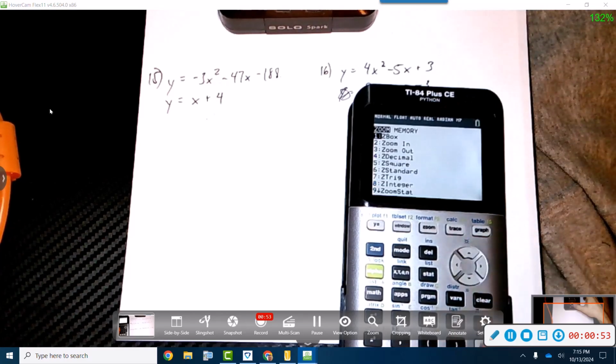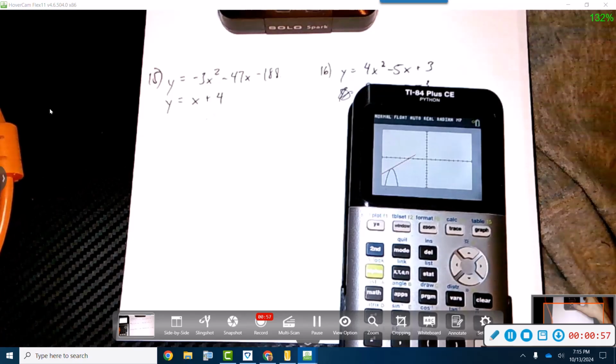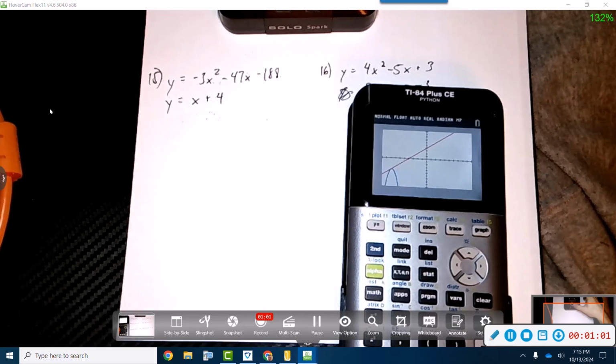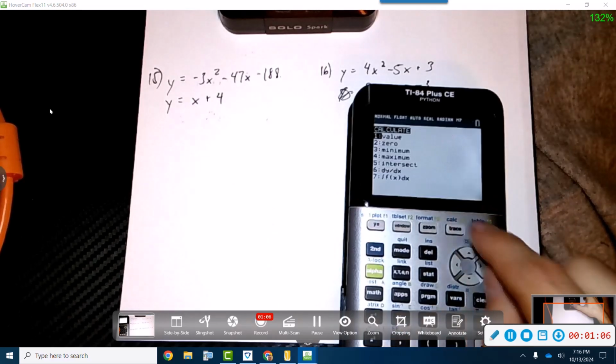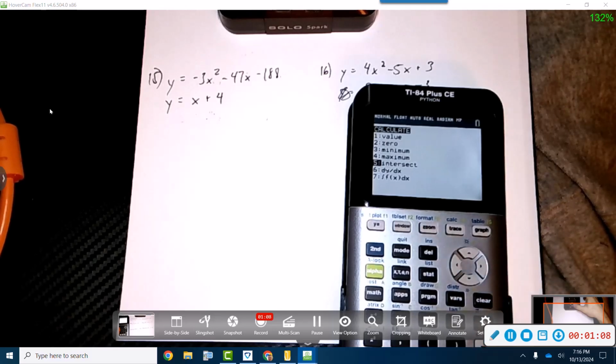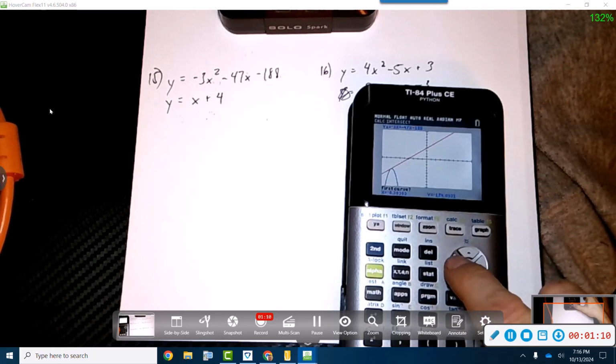So I do a zoom standard. Okay, there he is right there. There's my line. It looks like there's only one solution. Okay, perfect. So what I'm going to do is I'm going to go to second calculate, and I'm going to go to that intersection.